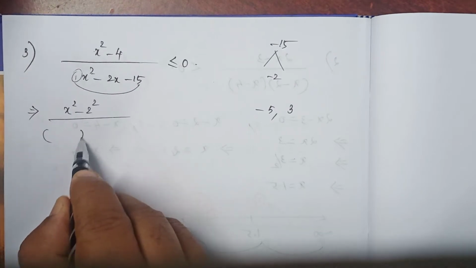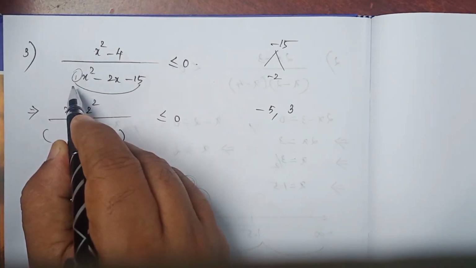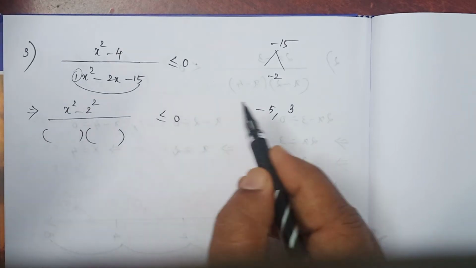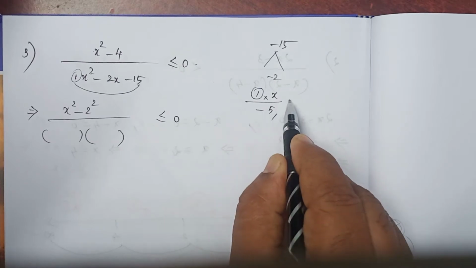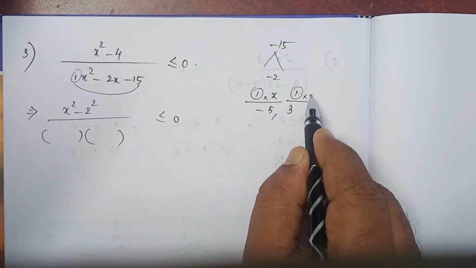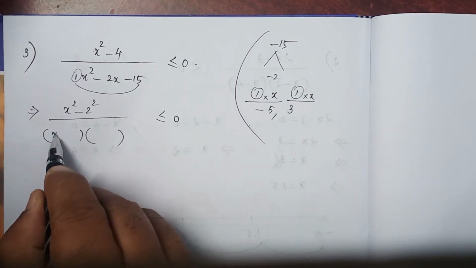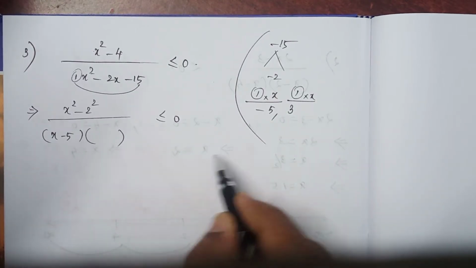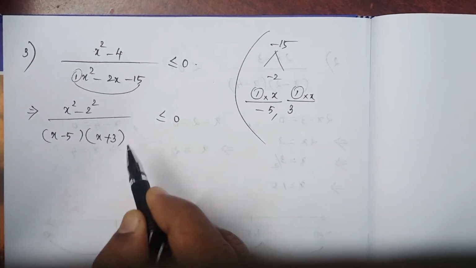Add together, minus 2; multiply these two numbers, minus 15. For getting the factors, consider the coefficient of x squared, that is 1. Write 1 in the numerator into the variable x. Here also 1 into x. 1 into x, x minus 5, that's the first linear factor. And 1 into x, x plus 3, that's the second linear factor.